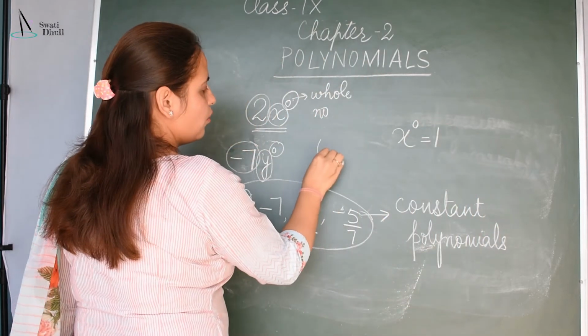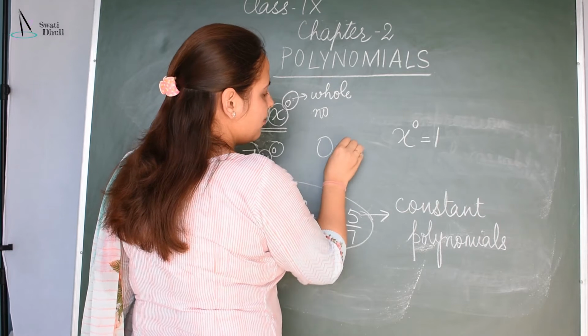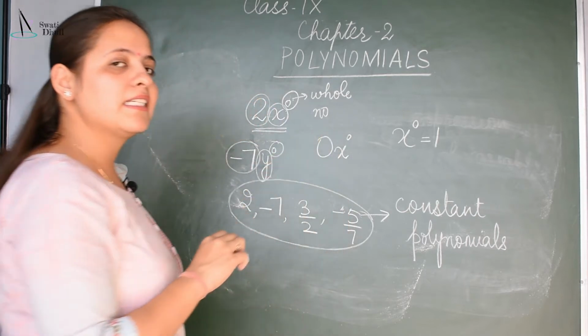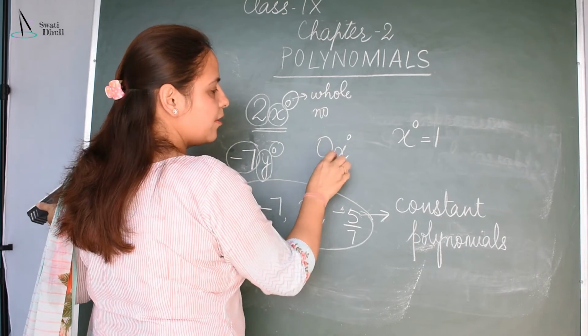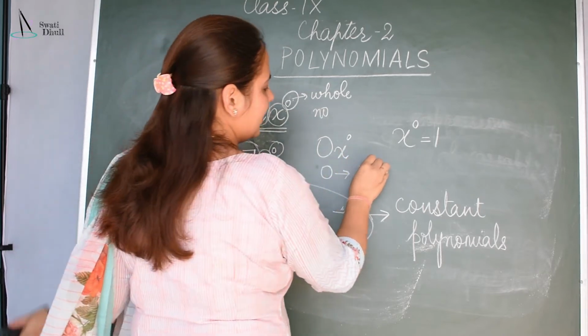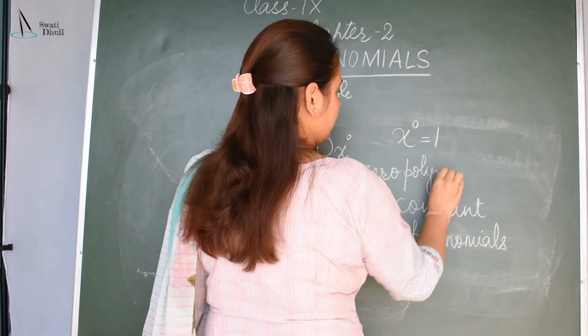If I say 0, 0 is again a polynomial, because if I multiply it by x to the power 0, it will become 0 only, since 0 into 1 is 0, and we call it a 0 polynomial.